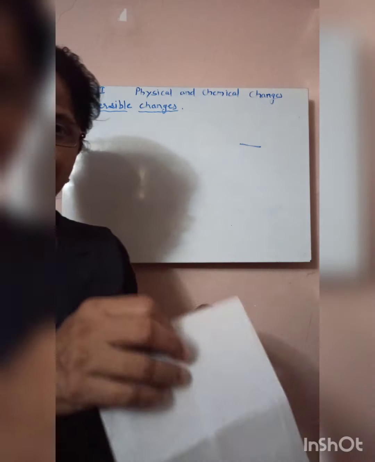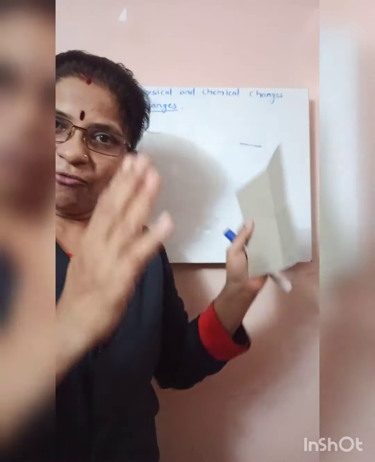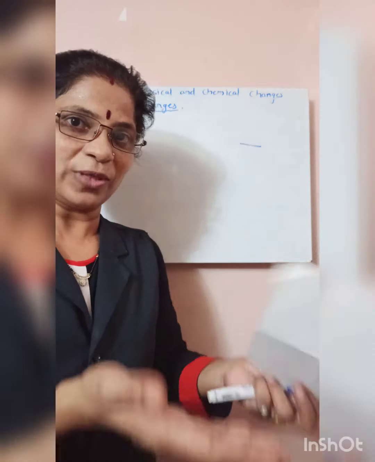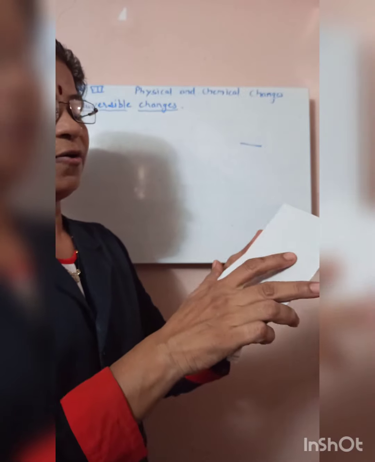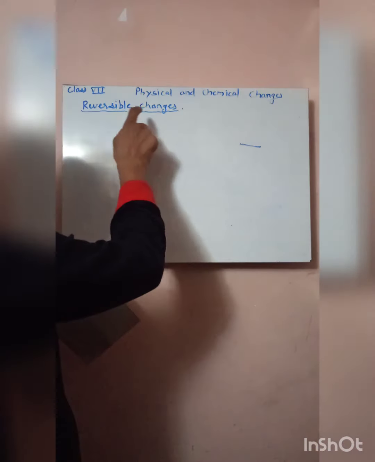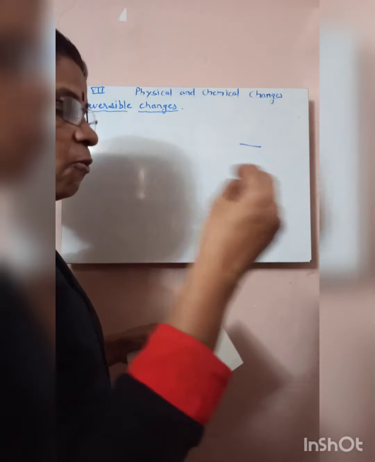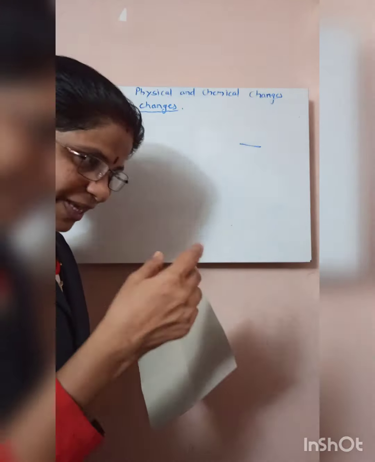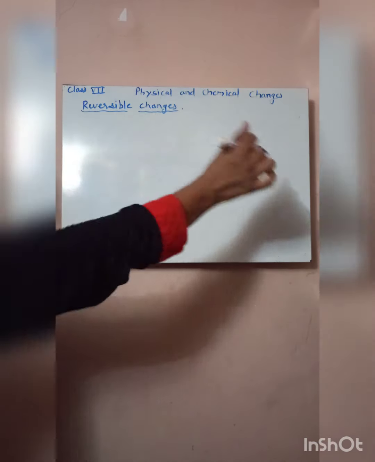This is also a reversible change. I even showed it in your class, I hope you remember, one hanky was there on the table. I folded it and then unfolded it, and I said, see, this is also a reversible change, because we can bring it back to its original shape. So these are called reversible changes.